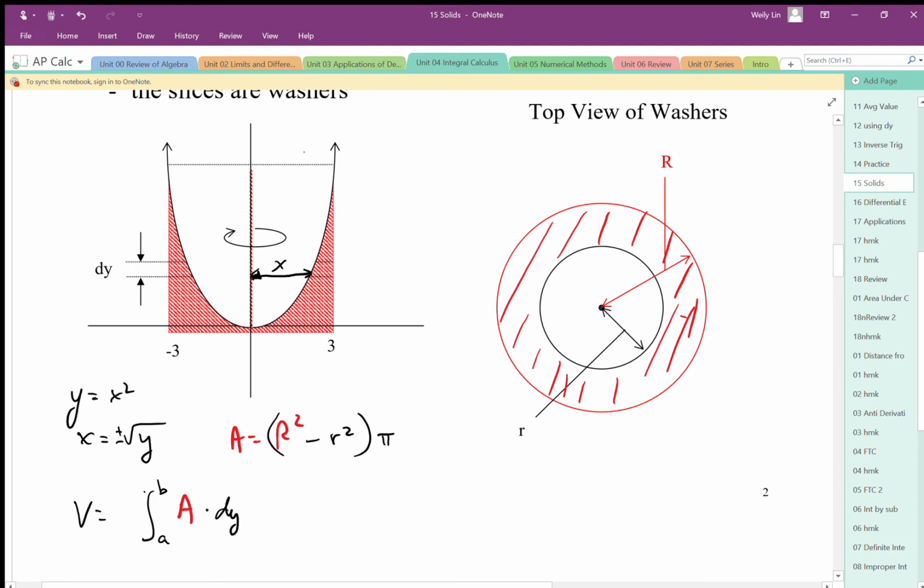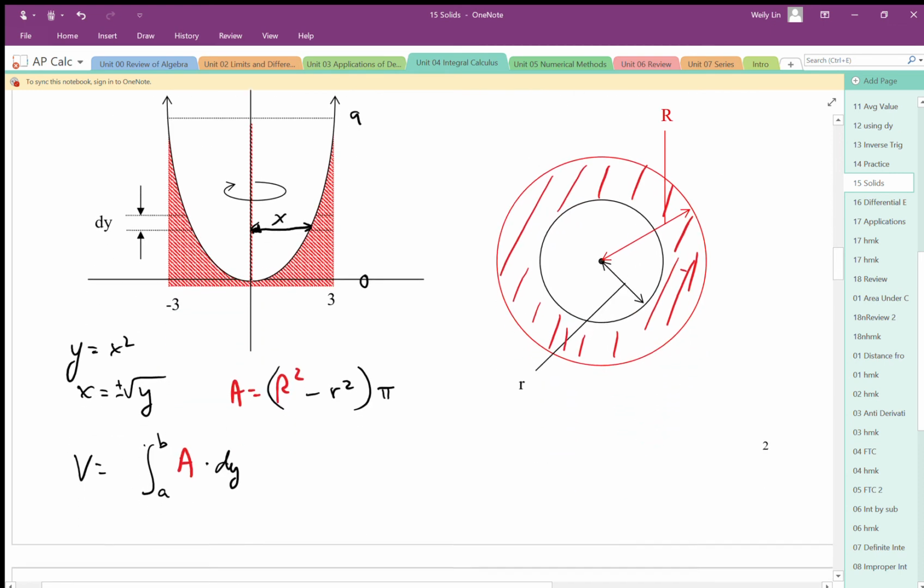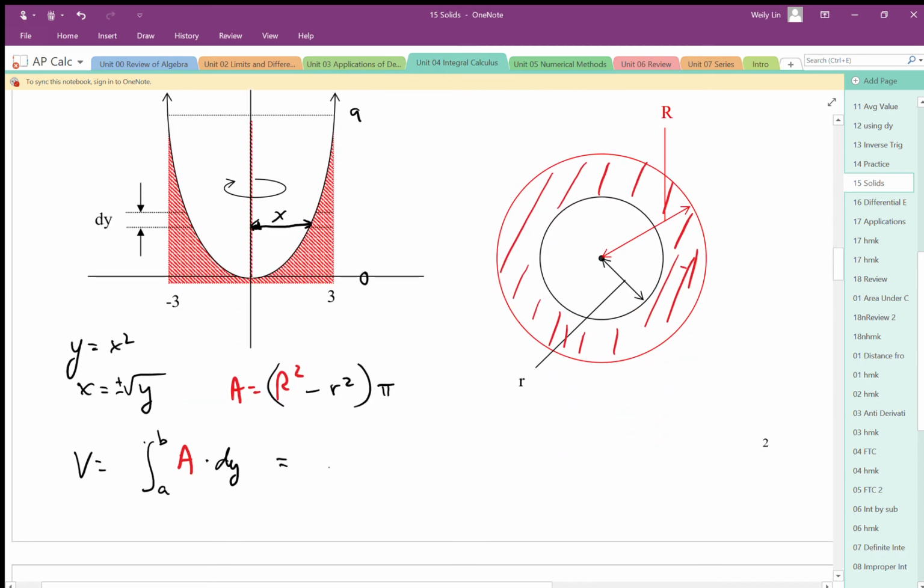So then we've got to figure out, we're going to start at y equals 0. This is going to be y equals x squared, so that's going to be y equals 9. So we're going to integrate along there. So the volume then looks like this from 0 to 9 along the y-axis. The area is going to be pi times big R squared minus small r squared. Okay, and then that's going to be with dy.